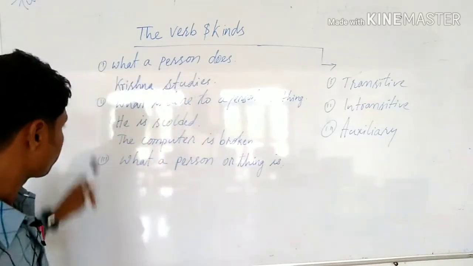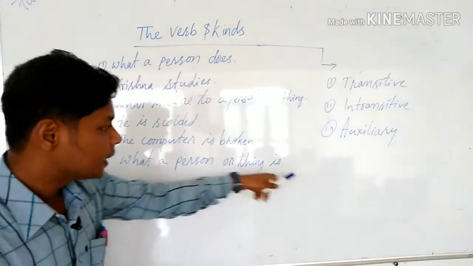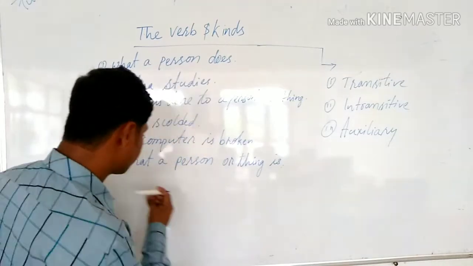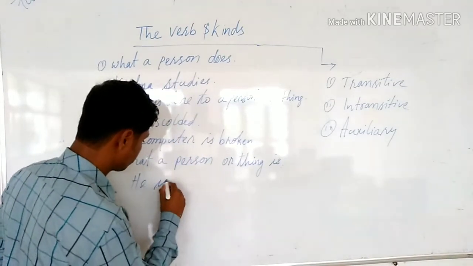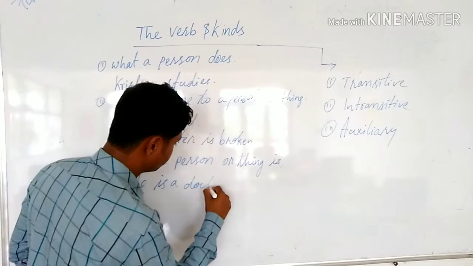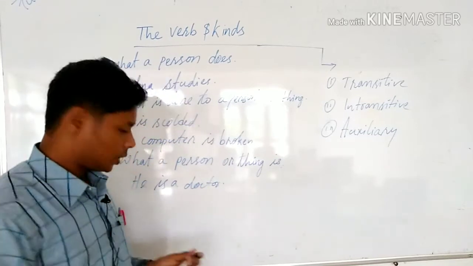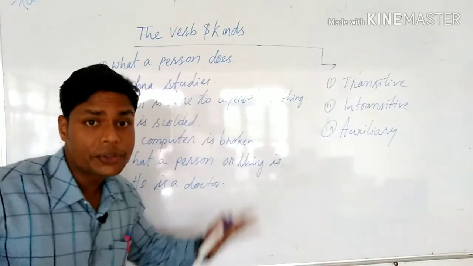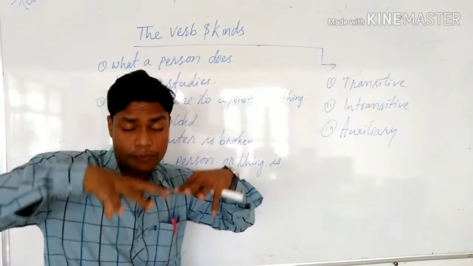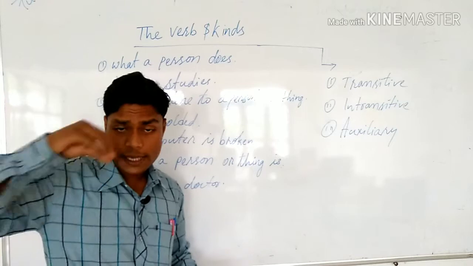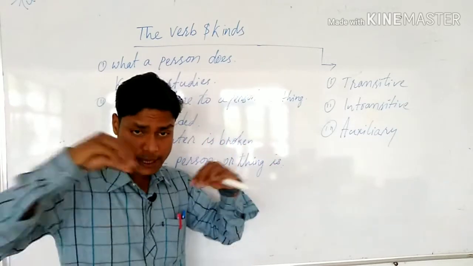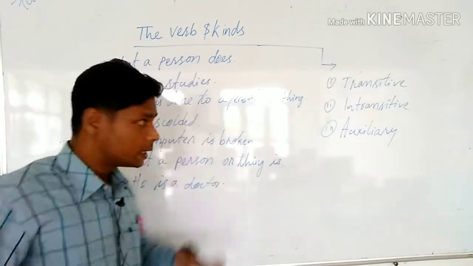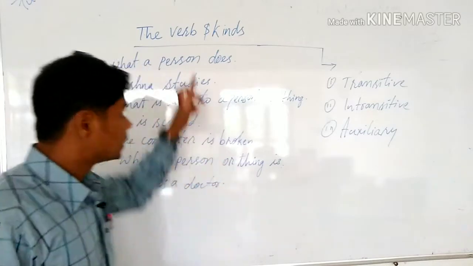Thirdly, what a person or thing is. For example, he is a doctor. Or it is broken. What a person or thing is. It is beautiful. What the state of being is. What is the state of a person? Or what is the state of a thing? So a verb states these three things.